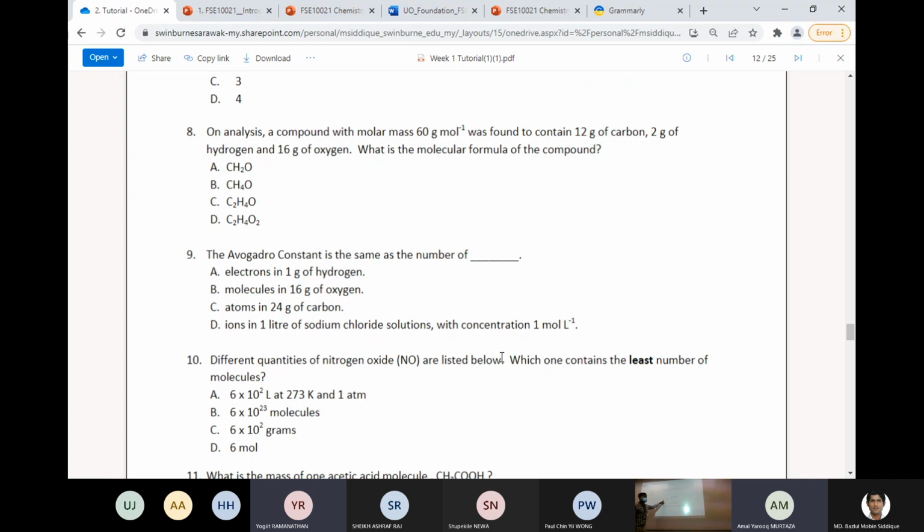This is H2, that means it should be 0.5 moles, right? Shouldn't it be? Divided by 2, because it is 2 here. So it is 0.5 moles. Okay, so electrons in 1 gram of hydrogen. How many electrons in 1 gram of hydrogen? How can we find that?